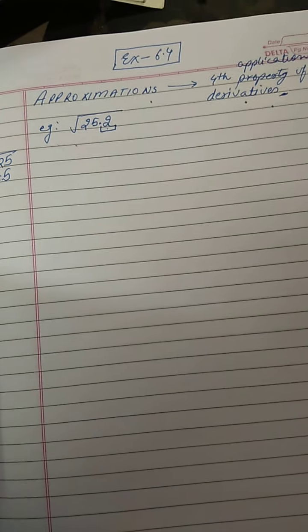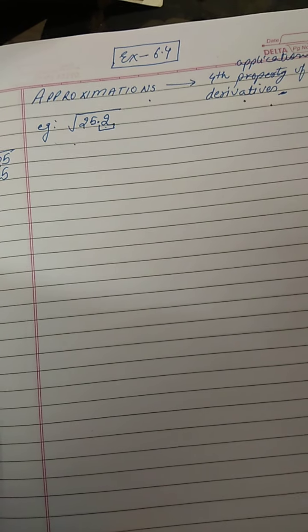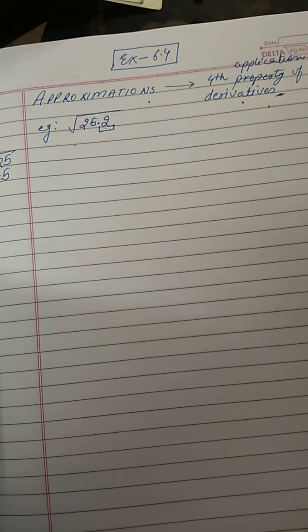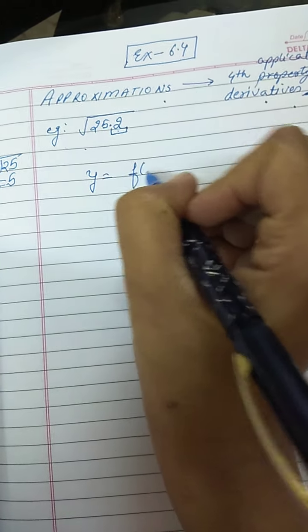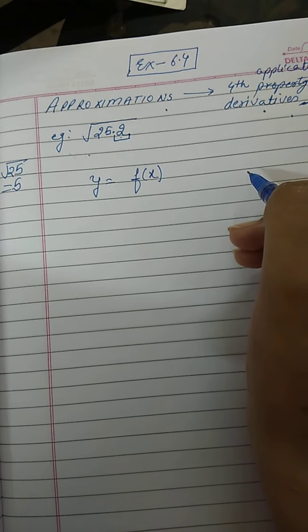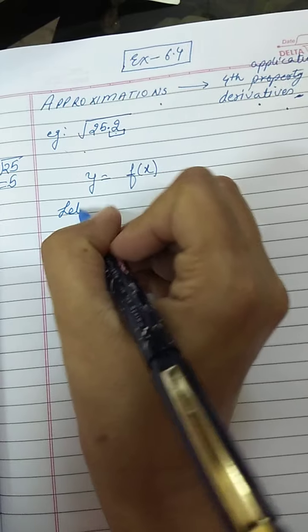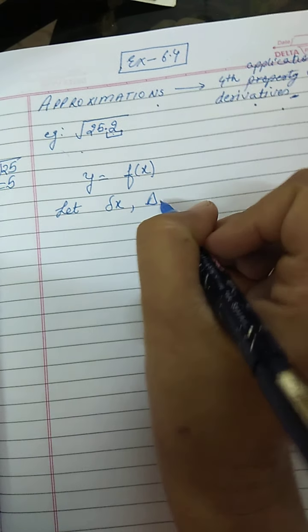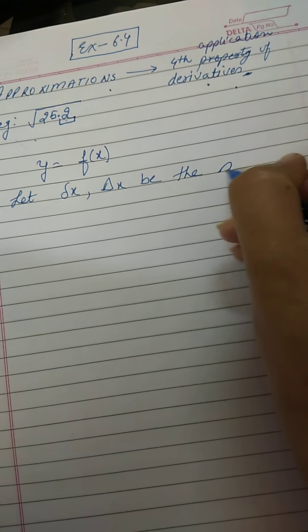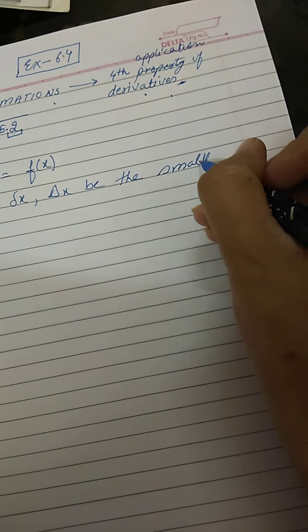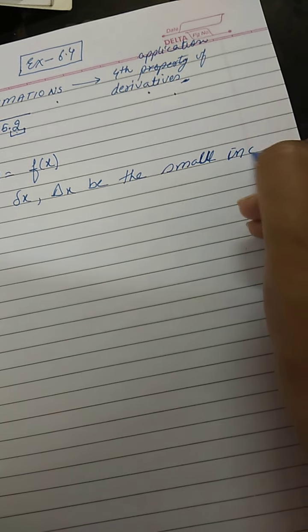We will understand the concept, what is the concept of this, and here we will be using our first principle of derivative also. With the help of first principle of derivative, we will make the formula. If you remember, what was the first principle? If I have y equals f of x function and there is a small change, we will say let delta x, or you can use this symbol also, be the small change, or small increment in x.